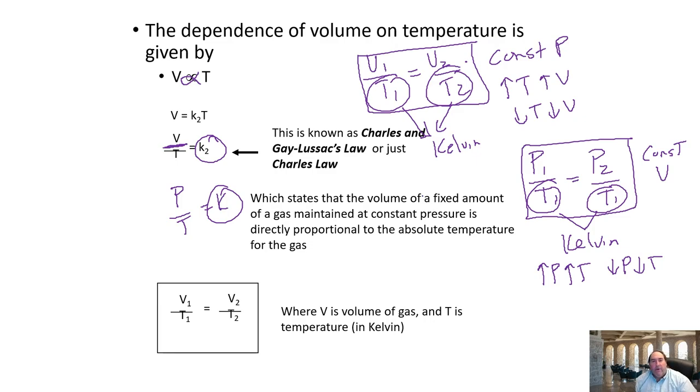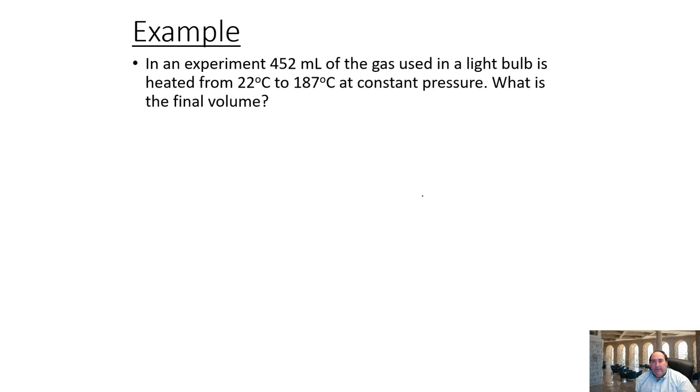All right, so a couple more formulas there added to our list of formulas. So let's take a look at an example here. Why don't you take a moment and see what you come up with. We've got 452 milliliters of gas in a light bulb. It goes from 22 to 187. What is the final volume? So take a moment and see what you come up with. All right, so let's take a look. So at this point, we've got a few gas laws to choose from. We've got our friend Boyle. We've got our friend Charles.